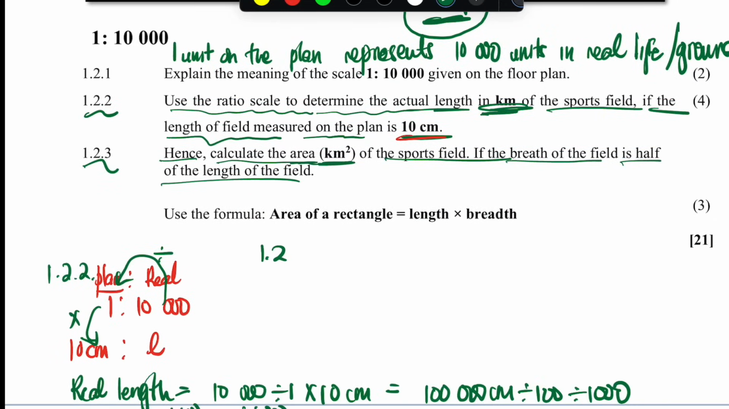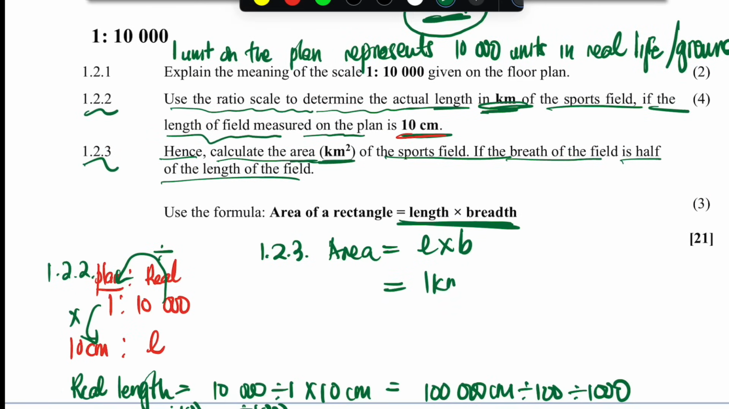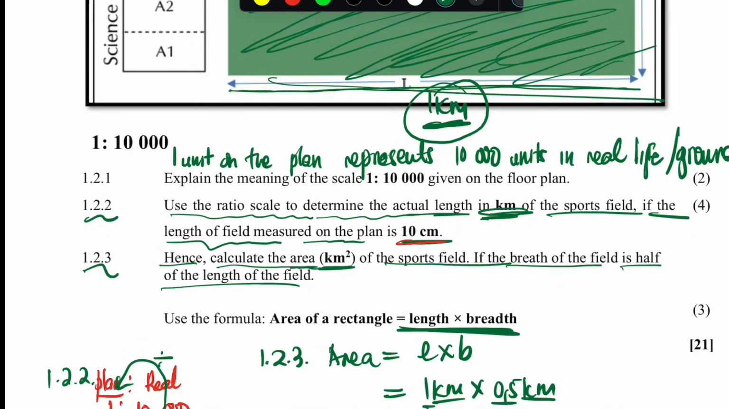So 1.2.3, we say the area using this formula, guys. Area is equal to length times breadth. What is our length? It's the longest side, which is 1 kilometer, times by the breadth, which is half a kilometer. So 1 times 0.5, it's 0.5. Kilometer times kilometer is kilometer square, right? That's the area. So it's half a kilometer square.